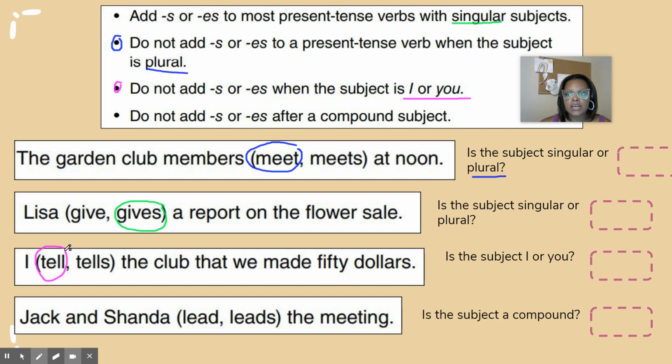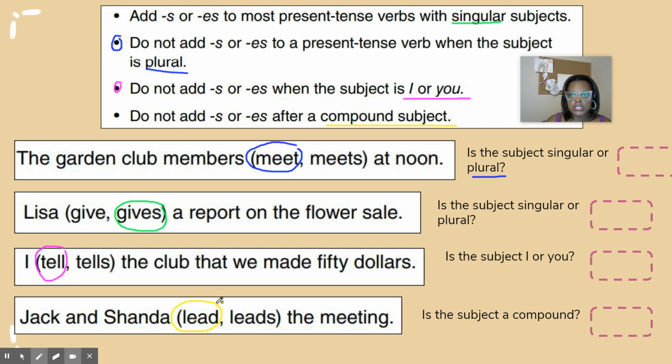And our last example says, Jack and Shonda lead or leads the meeting. Now remember, the last rule says we don't do anything when we have a compound subject. Jack and Shonda is a compound subject. They're together, compound. Okay? So, again, it's perfect. We don't do anything. We leave it alone. So it's Jack and Shonda lead the meeting.